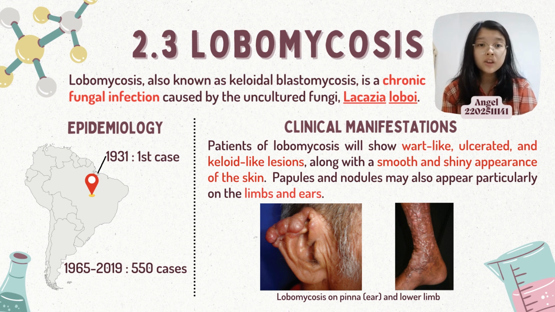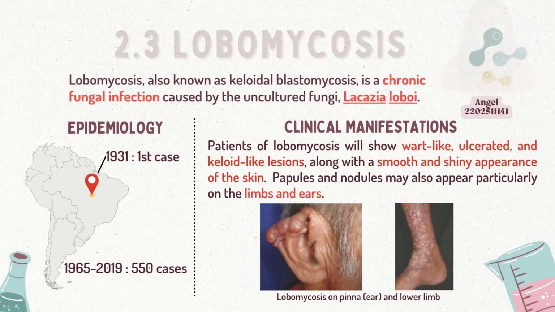Lobomycosis, as its other name implies, shows its most distinct characteristic on the skin, which is the wart-like, ulcerated, and keloid-like lesion. It will give off a smooth and shiny appearance on the skin. Furthermore, papules and nodules are also reported to appear on the lower limbs and ears in several cases.